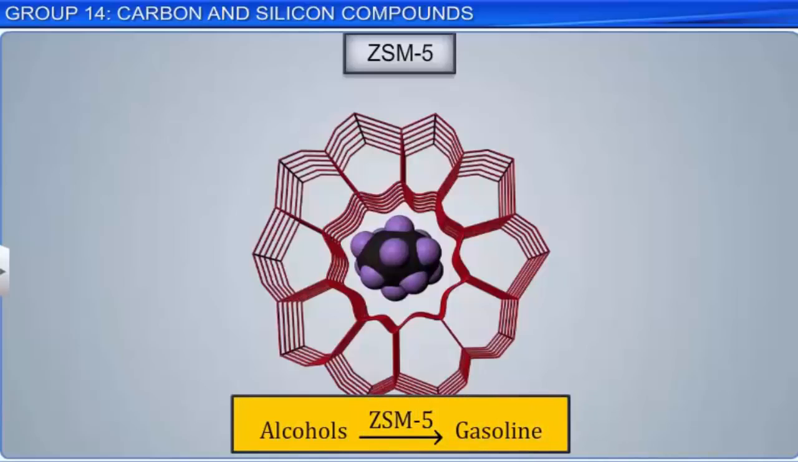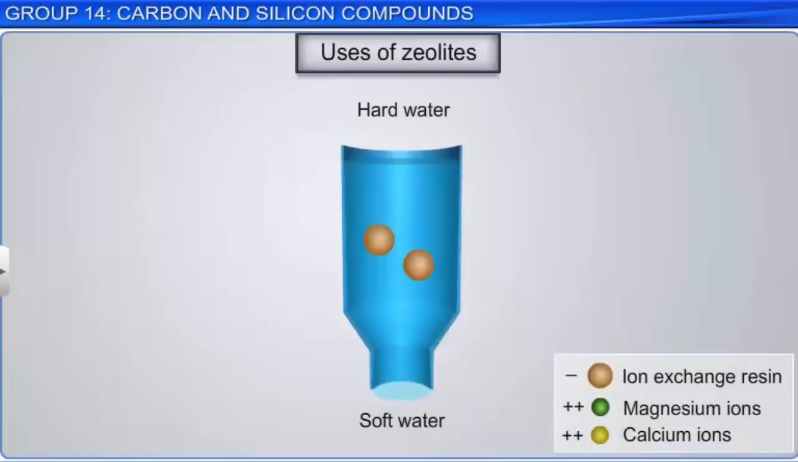Zeolites are also used as ion exchangers to soften hard water, that is, water with a high mineral content, especially calcium and magnesium ions.